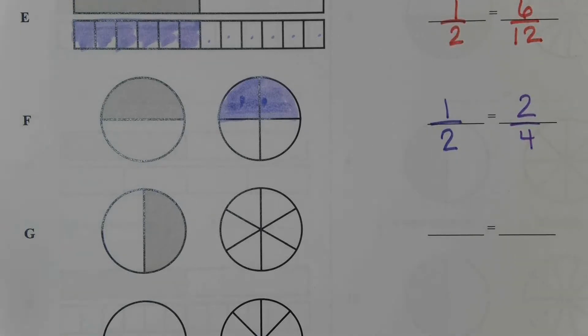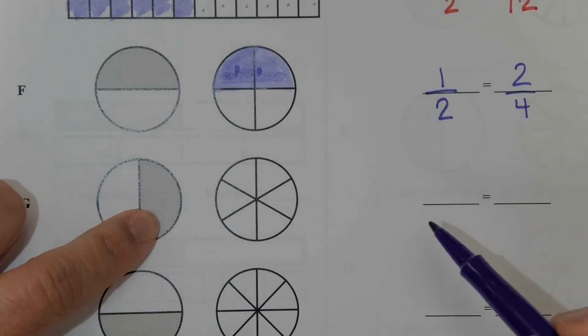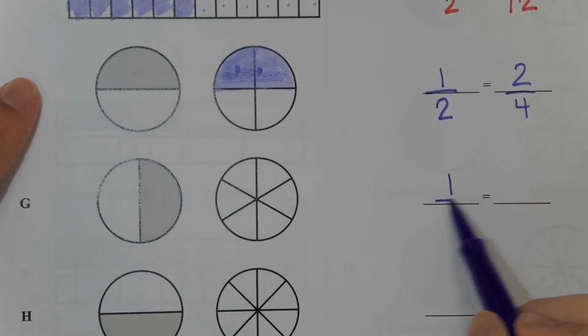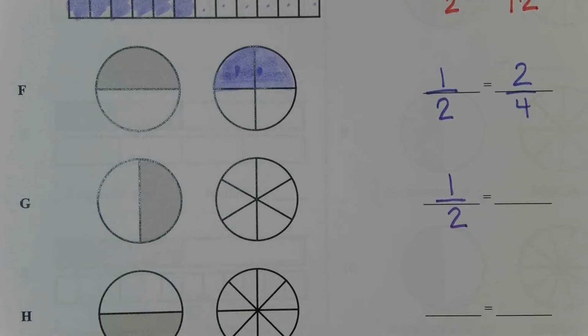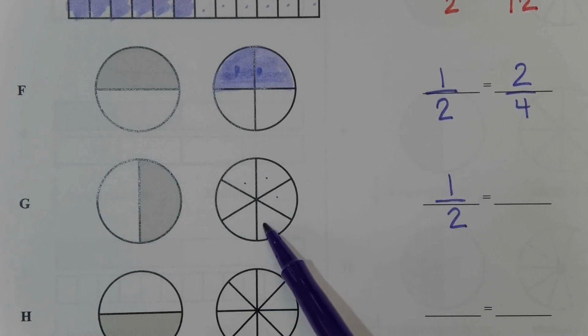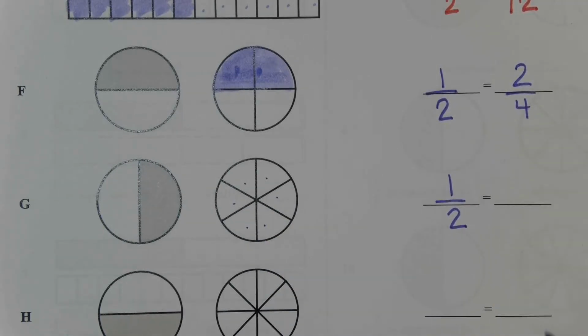Let's continue with the next one. What fraction is shaded on the left circle? 1 out of 2. Let's look at the right circle. How many equal parts does this circle have? 1, 2, 3, 4, 5, 6. It has 6 equal parts. How many parts have to be shaded to equal half?